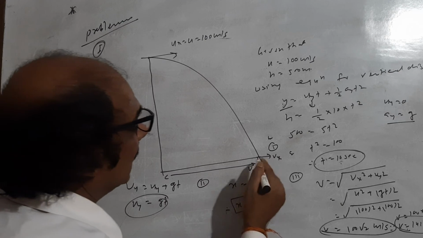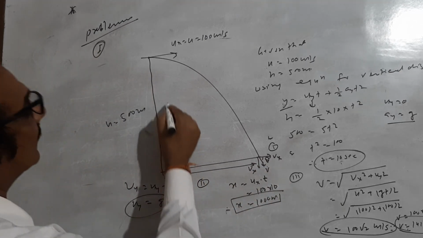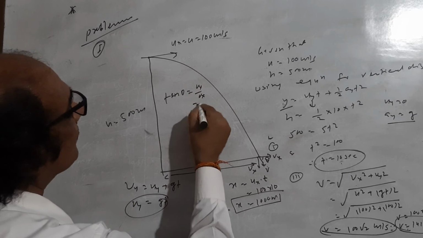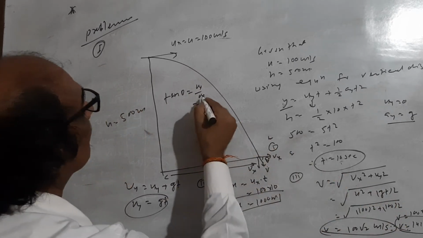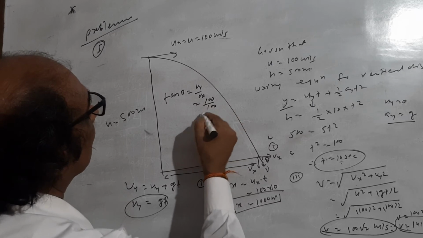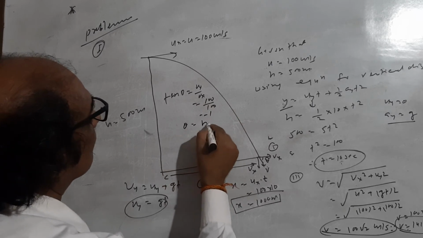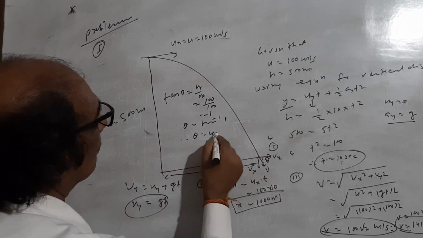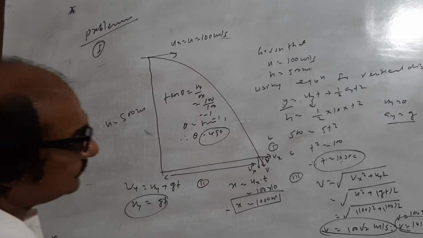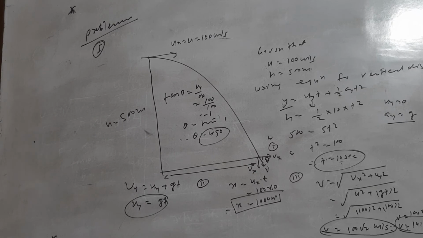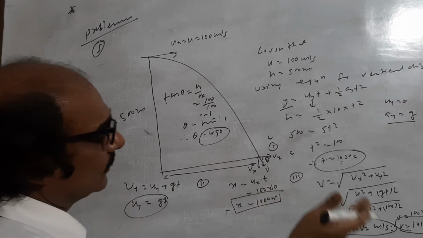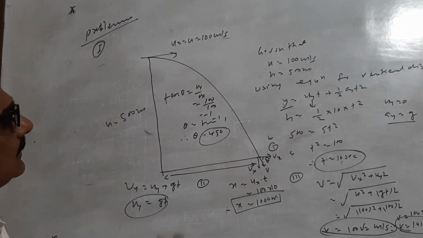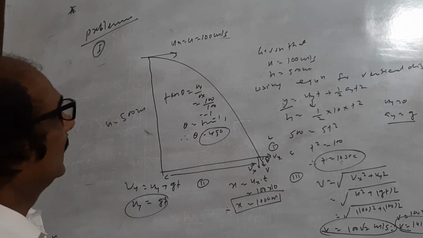And last, if you have to calculate the angle, tan theta equal to vy by vx. Vy means gt, 100 by 100, 1. Theta is equal to tan inverse 1, and hence theta equal to 45 degree. So it is very simple to find out the time, the velocity of the projectile, the horizontal range, and lastly the direction of the projectile.